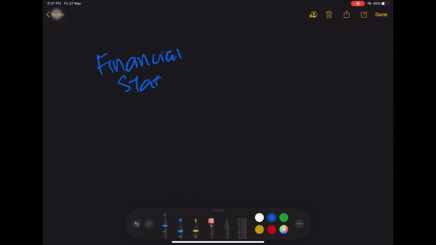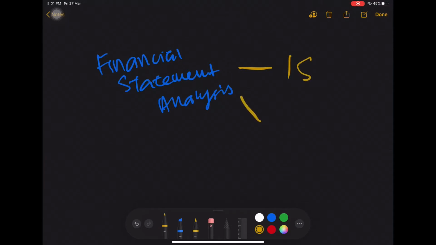Financial statement analysis, as the name suggests, you are going to analyze the financial statements. Okay, so if you recap, what are the financial statements that you have learned so far? 1 is income statement, 2 is balance sheet. What are some of the items that you will find in your income statement?